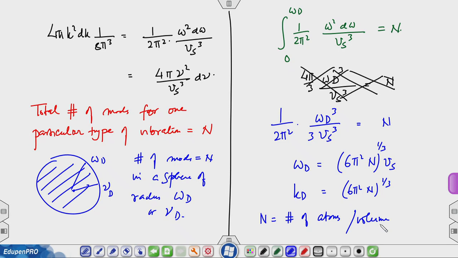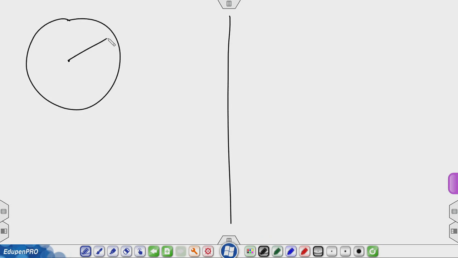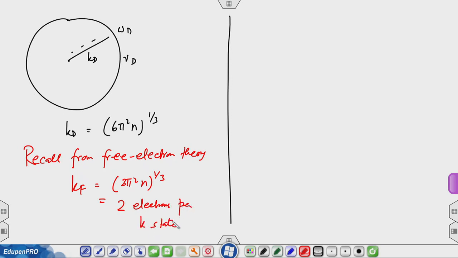I have gone through it a little quickly because this is exactly the kind of derivation which I just now did for light, and earlier we have done this derivation for free electrons. Just to connect, I have taken this sphere up to Kd, which is related to omega d or nu d. I have Kd equals 6 pi square n raised to 1/3. Just recall from free electron theory that I had Kf equals 3 pi square n raised to 1/3. The difference arises because this had 2 electrons per k state. Here there is only one mode.